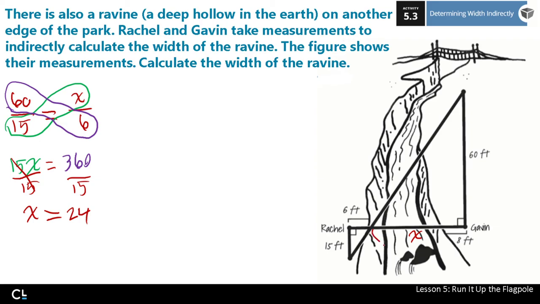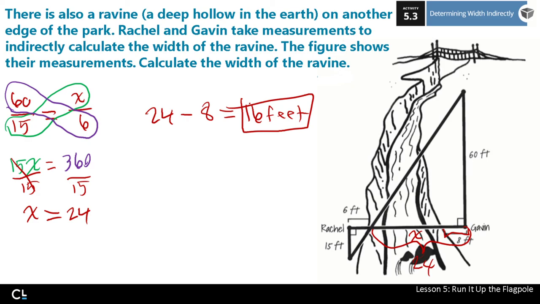But what does that 24 mean? That is this entire distance here. That's that whole thing. That's what that X is. Right? That's 24. We don't want to know that. We only want to know the width of the ravine. We have to get rid of this chunk here, which is 8. So what we're going to say is then 24 minus 8 equals 16. And there we go. We calculated the width of our ravine.